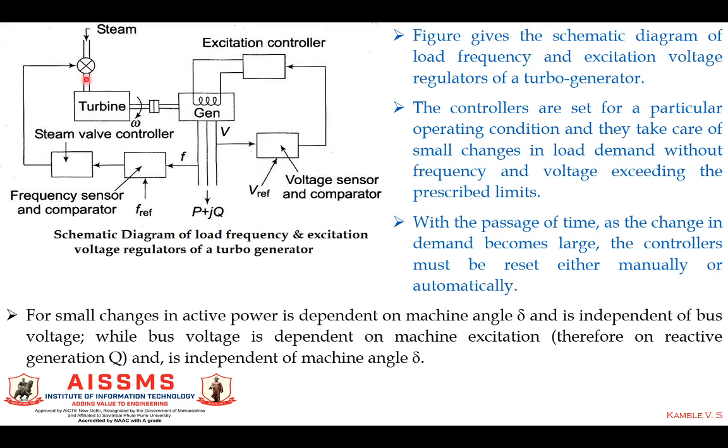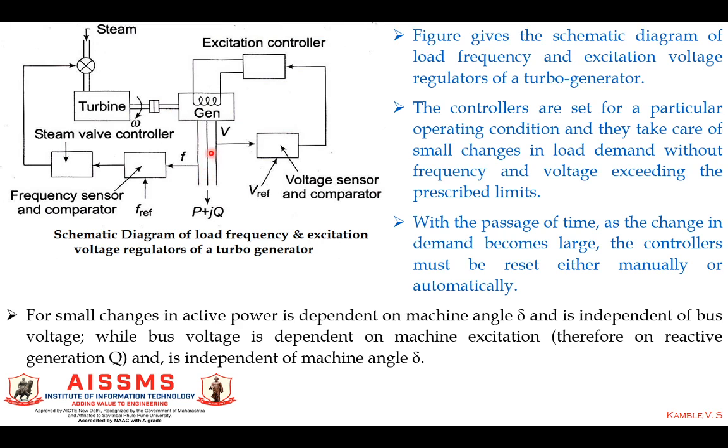Due to the increase or decrease of the steam to the turbine, the speed of the turbine will be controlled, and when the steam to the turbine is controlled, it will control the output of the turbine, meaning it is controlling the input of the generator. When the input of the generator is controlled, the frequency of the generator will be controlled.